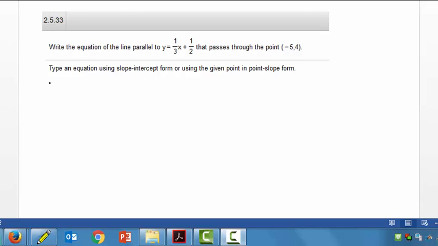Okay, so we're given this line L1, whose equation is y equals 1/3 x plus 1/2. And we want to find L2. Here's what we're told.